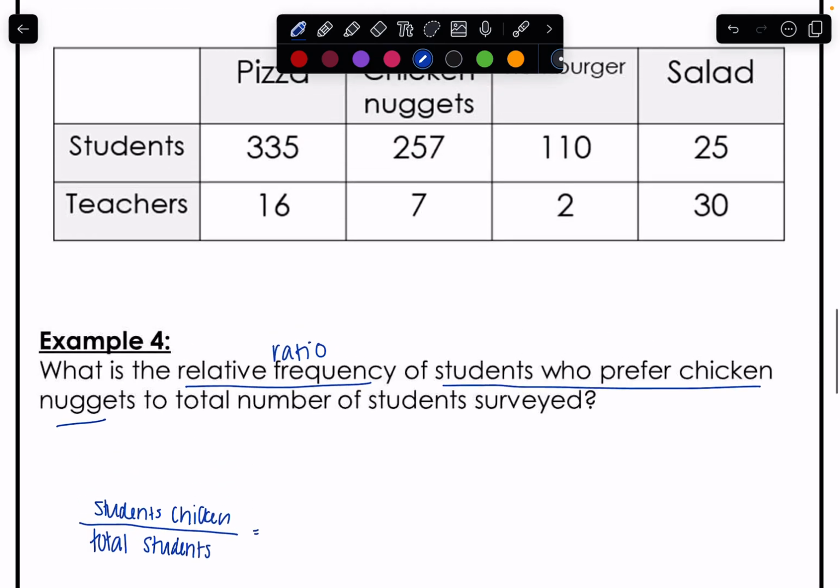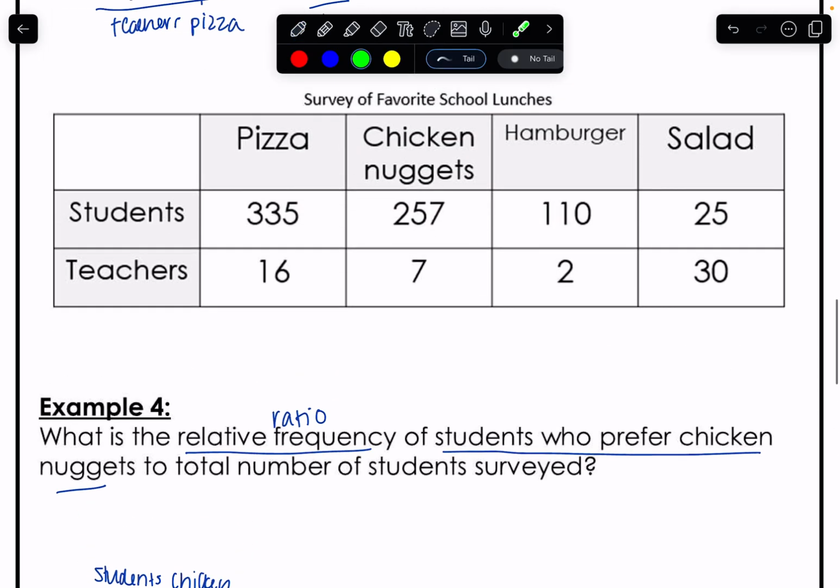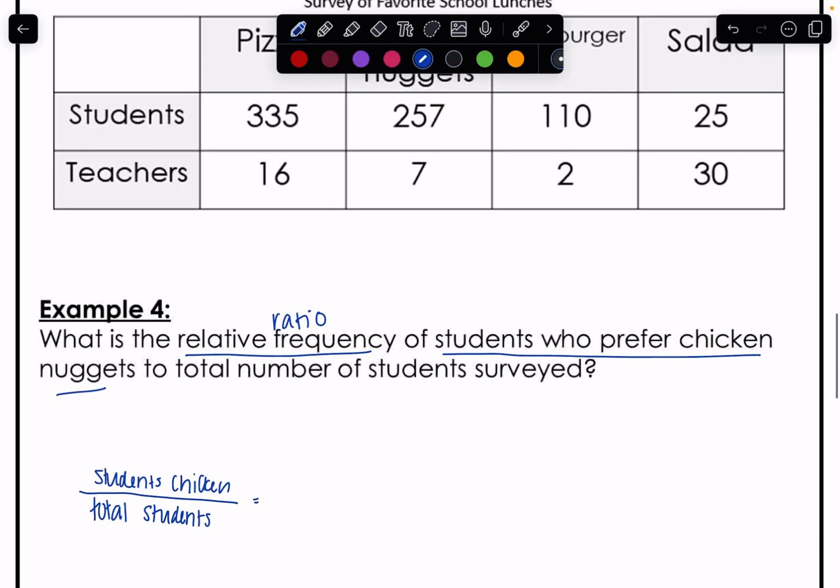So let's calculate now how many were students who like chicken nuggets. Here's the student column, here's the chicken nugget column. So there would be my answer. Students who like chicken nuggets, 257. So that would be the answer to the top part.